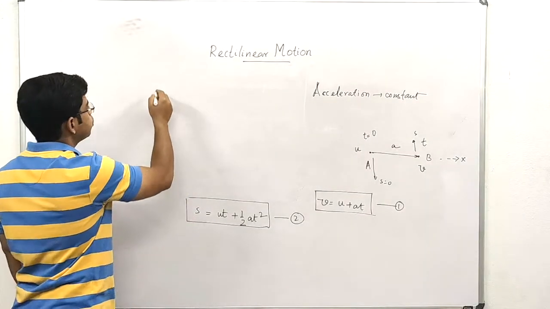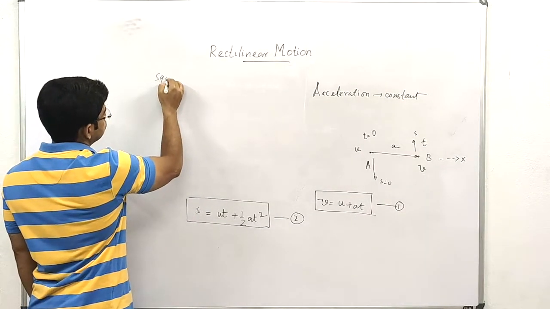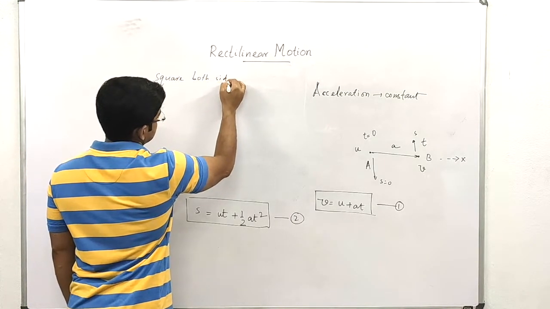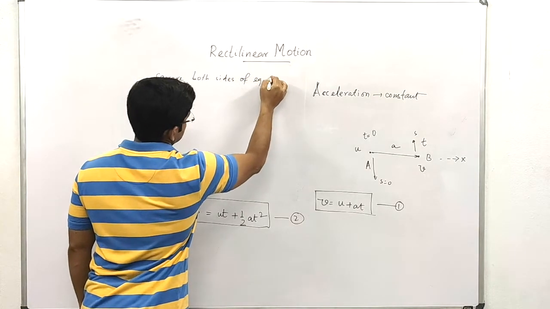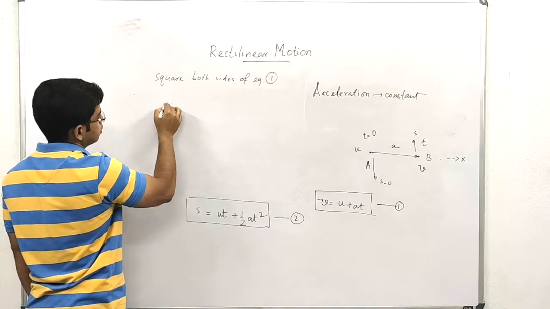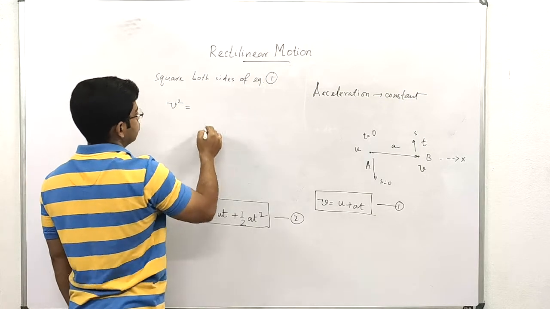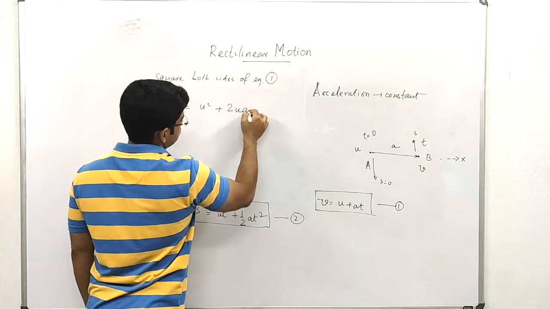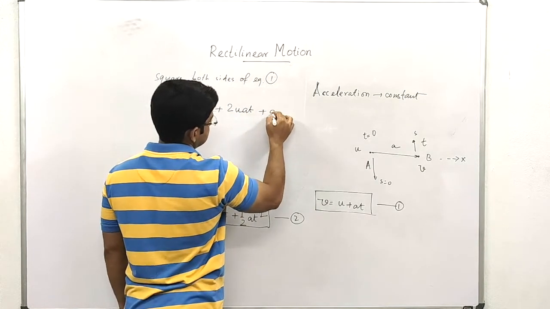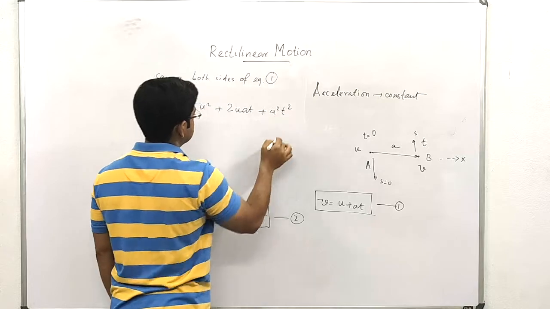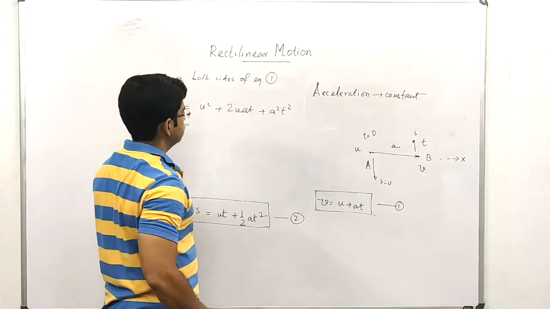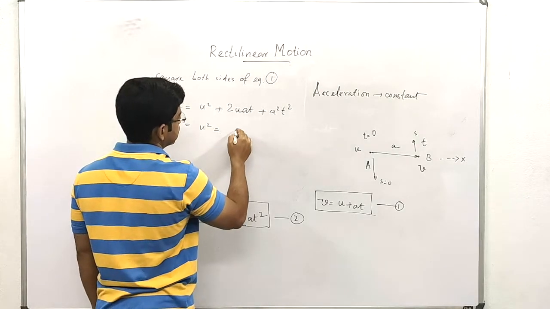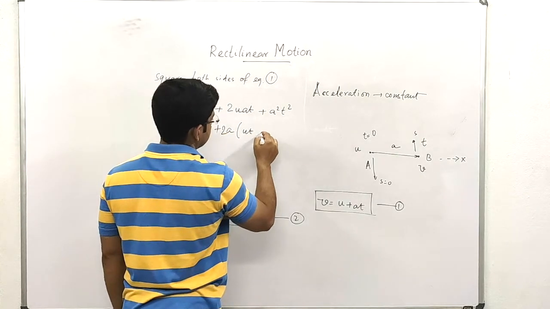Now again consider equation 1. Square both sides. We will get v square equals to u square plus 2u at plus a square t square. From these two terms, we take 2a as common.